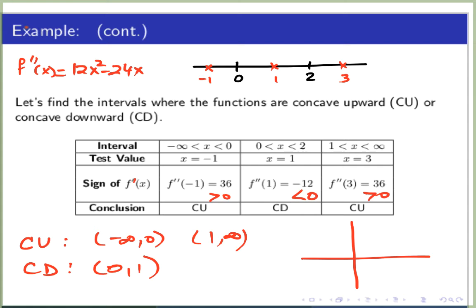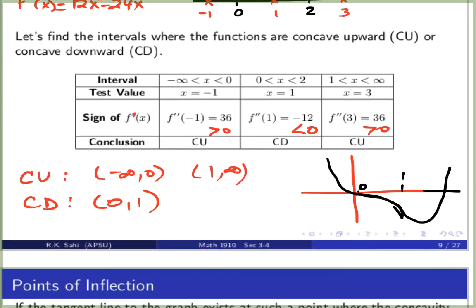So I'm just going to draw the graph here. The graph looks like this. You see it's concave up from -infinity to 0. Then it goes down and then it goes up like that. So this part which is down is concave down. That's from 0 to 2, and then 2 and above it goes up, it's concave up here. Okay. Now let's talk about points of inflection.